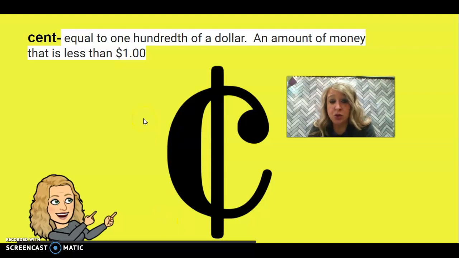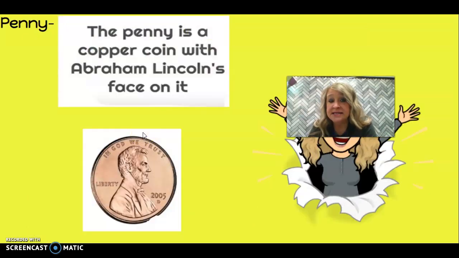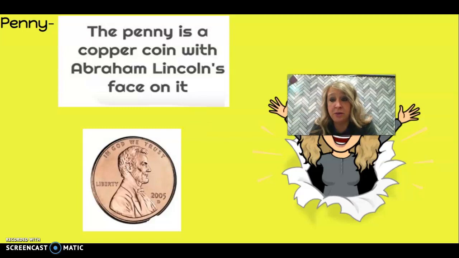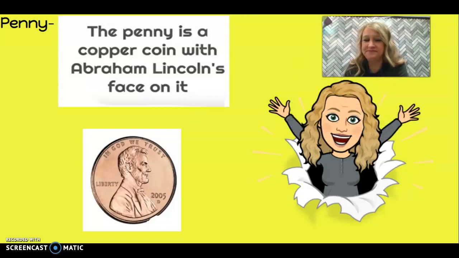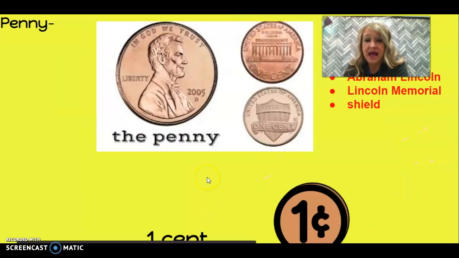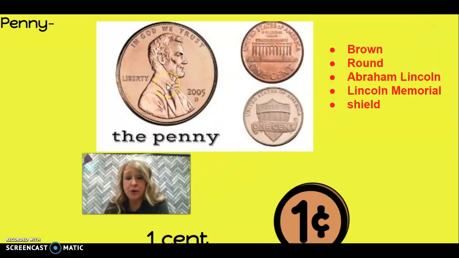Remember that a cent is equal to 1/100th of a dollar, an amount of money that is less than a dollar. The penny is a copper coin with Abraham Lincoln's face on it, not mine. And the penny is a brownish coin that's round with Abraham Lincoln. Some backs have the Lincoln Memorial and some of the backs have the Union Shield. But all of the pennies are worth 1 cent. Say that with me. 1 cent.